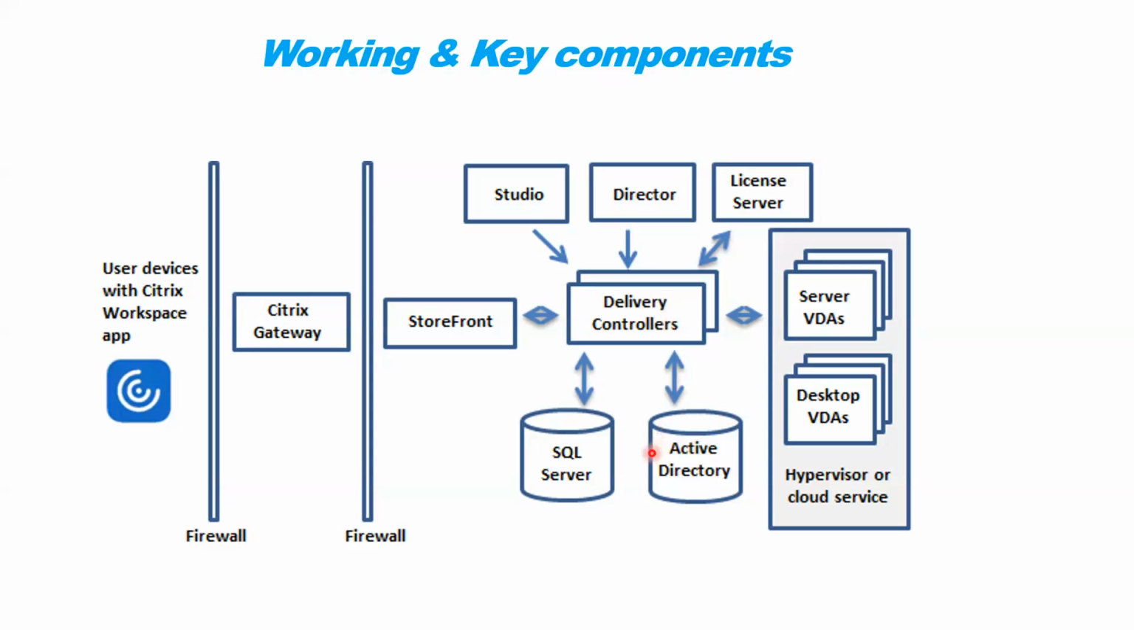So once it gets confirmation from the Active Directory server that the end user credentials are correct, it will forward the query again to the delivery controller, and the delivery controller forwards that query to the SQL server. Why? Because it is a database. It will check in the database which application or which desktop is published to that end user. Once it gets the list of applications or desktops from the database, it will forward the query to the hypervisor to turn on those virtual machines. And after that, it will forward the query to the storefront.